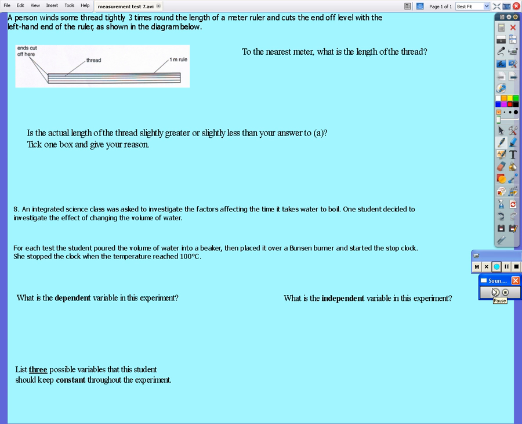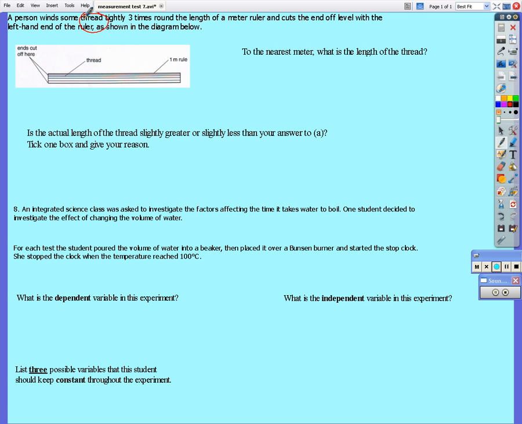Here we go again, last two questions, nearly done now. Question 7 and question 8. A person is trying to find the length of some thread or some string by winding it or wrapping it around the length of a meter ruler. And they're going to do that 3 times.